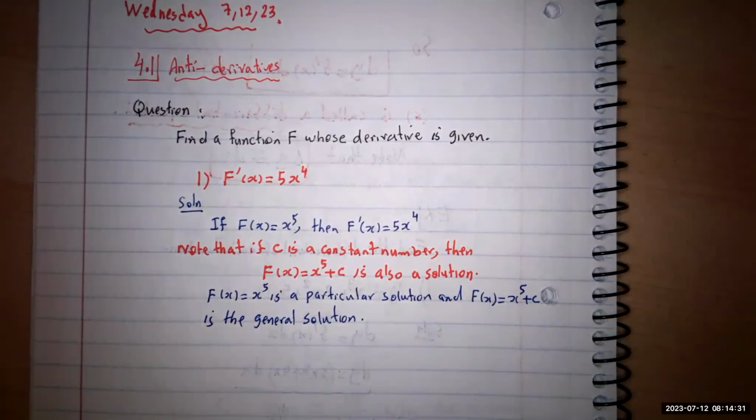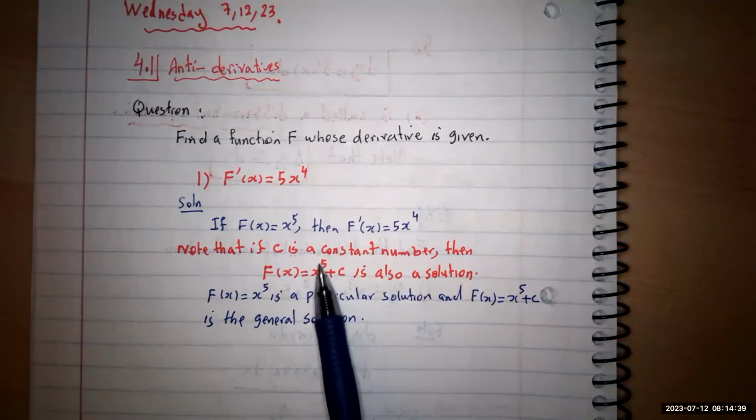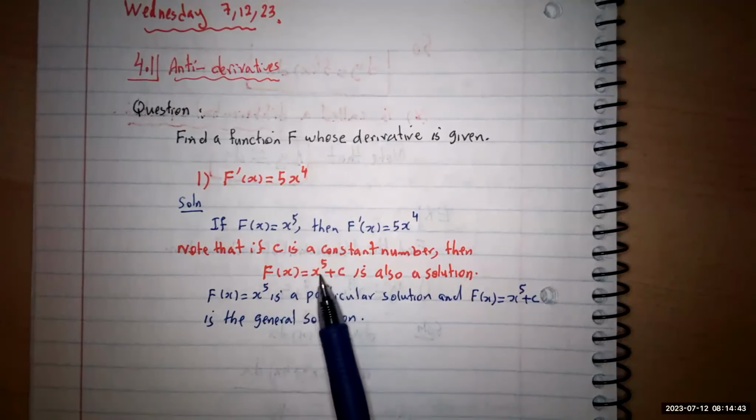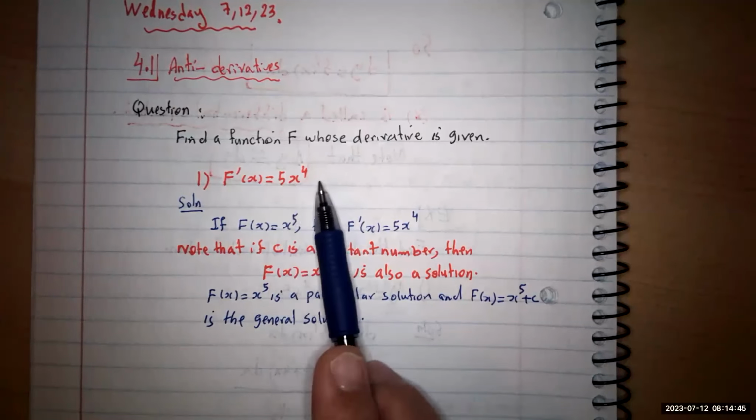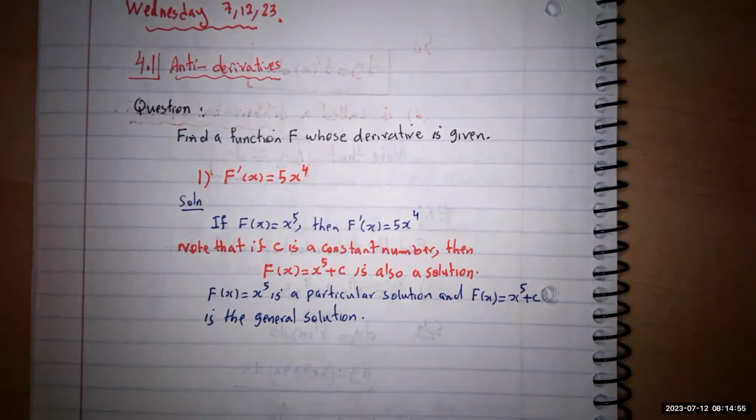Later on, we are going to give a name to this type of function. This f of x equal to x to the fifth is going to be called an antiderivative of 5x to the fourth. You see, the derivative of x to the fifth is 5x to the fourth, but we do it the other way around. Okay, but let's get more examples. Any question? Just to get a good feeling of this problem that we're going to have, and then we put it together.